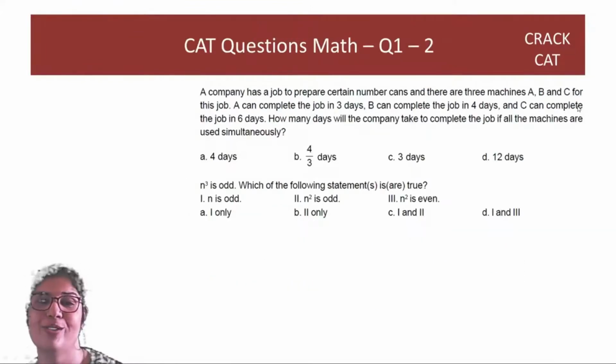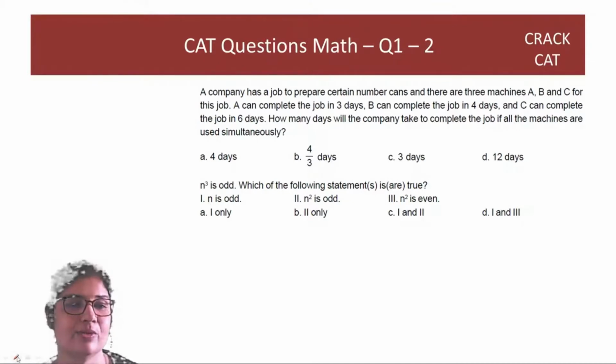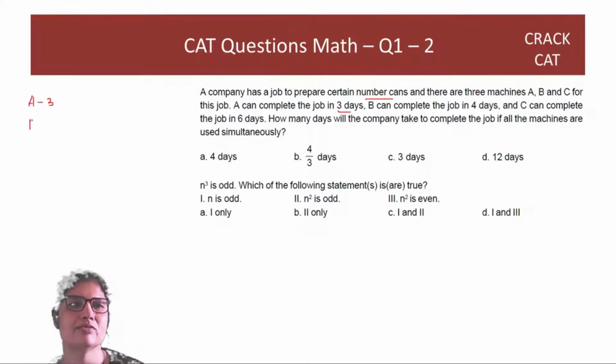Great, guys. Let's move on to some CAT questions on maths. This CAT paper was not that difficult with respect to mathematics, right? A company has a job to prepare a certain number of cans, and there are 3 machines for the job. A takes 3 days to complete the job, B takes 4 days, and C takes 6 days. If all the machines are used simultaneously, how many days will the company take to complete the job?